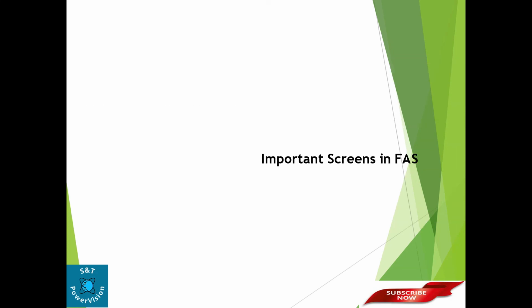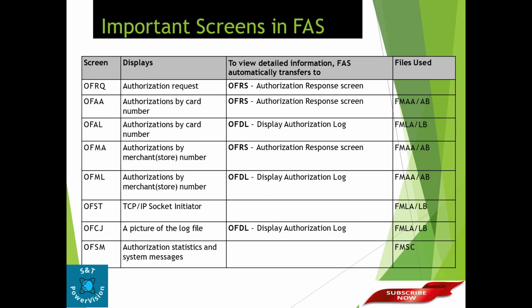Now, what are the important screens in FAS? In some businesses, we have to give input on the FAS screen only. For that, the important screen is OFRQ. Once the request is given, after that we verify its response at the OFRS screen here. Now OF has authorization by card number. We can also do the authorization on the OFAL screen. OFDL means authorization log display. OFRS is the authorization response screen.